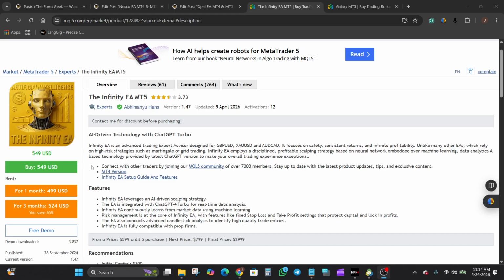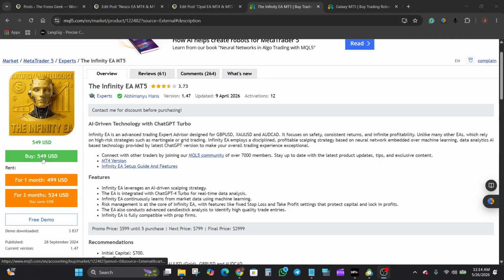Now, the EA is currently listed with a purchase price of 549 US dollars, and there are also rental options available depending on how long you want to test it. The 1 month rental is going for 499 US dollars, and the 3 months rental is going for 524 US dollars. I can also see that the version currently is 1.47, last updated on April 9th, 2026, and the developer mentions that there are 12 activations available.